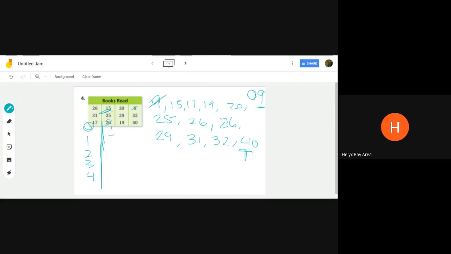15 is the least, so we'll put 15. 1, 5 is 15, so 1 would be the stem and 5 would be the leaf. Then you can cross this one off. This is 7, this is 9. So now we have 20. This is the stem, this is the leaf, so we can just put this as 0.